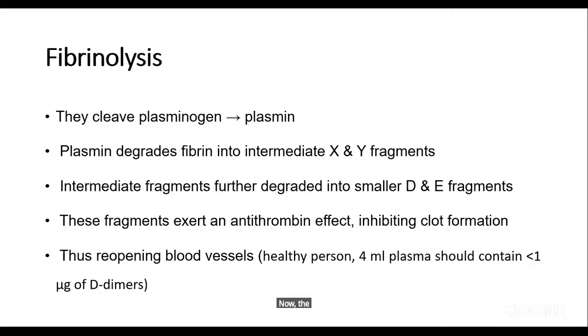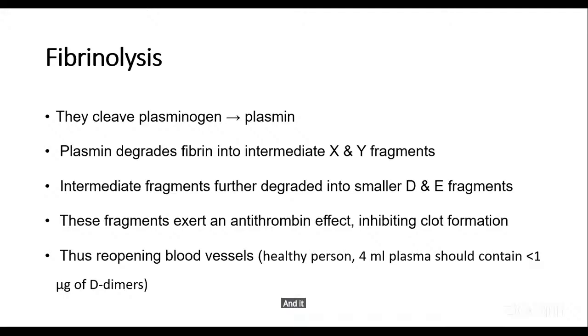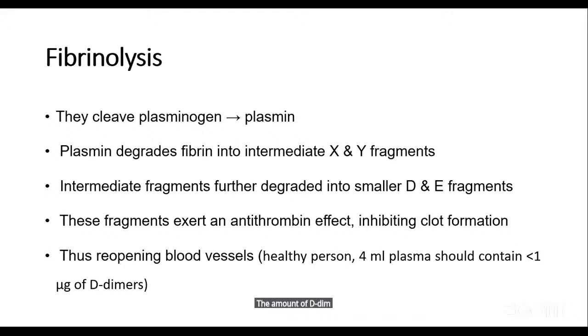Now, the role of these activators is basically to cleave plasminogen into plasmin, and then plasmin degrades the fibrin into intermediate X and Y fragments. Then X and Y fragments are further degraded into smaller D and E fragments. These fragments exert an antithrombin effect, inhibiting clot formation, thus reopening the blood vessels if they were blocked. It is expected that in a healthy individual, when you take 4 ml of plasma, the amount of D dimers should be less than 1 microgram.